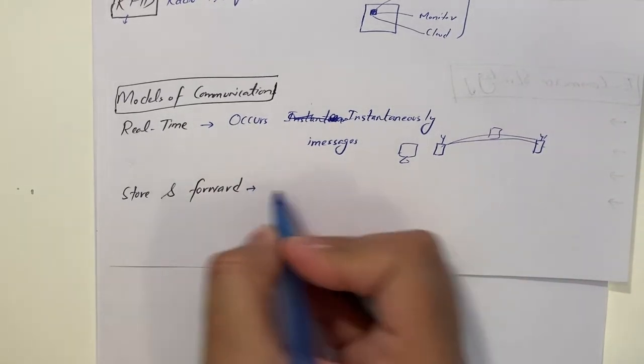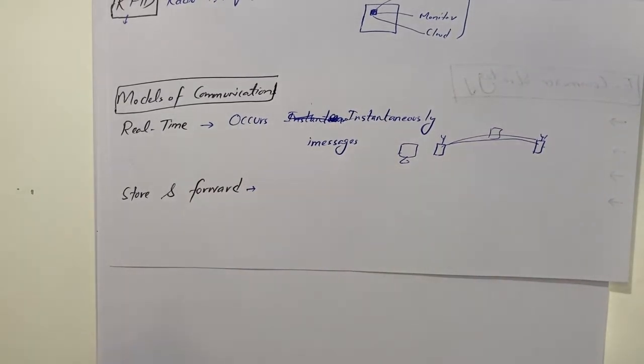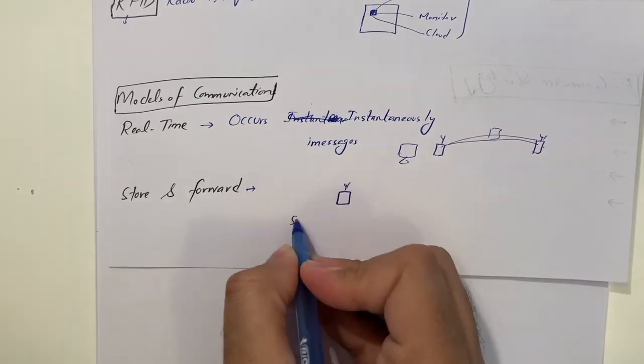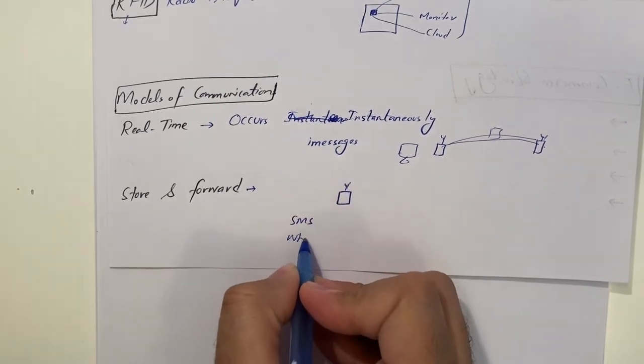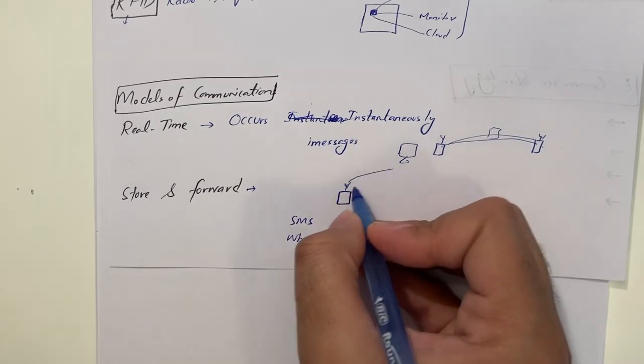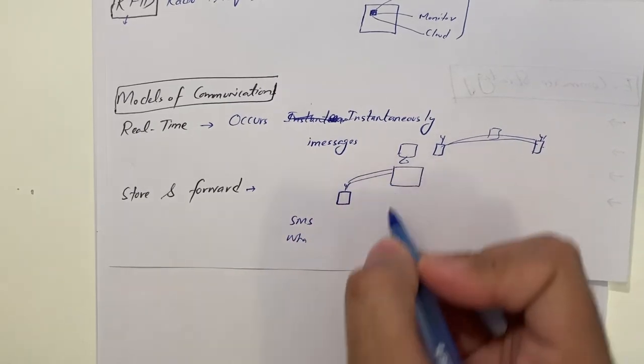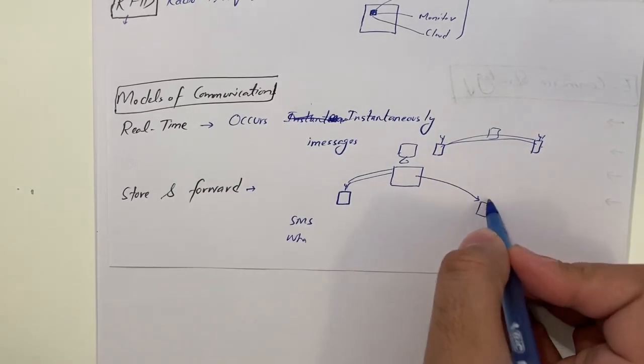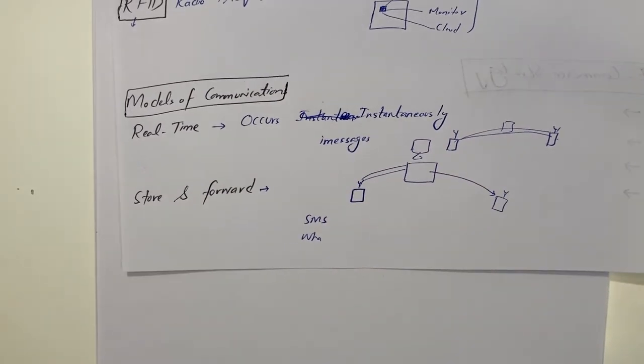Store and forward is where we have intermediary servers involved. Firstly, the message will be stored on that server and then it will get delivered, just like on WhatsApp or SMS, short message service. If somebody sends you a message, the message will go to the WhatsApp server or SMS service center, and then the SMS service center will send you that message. This is called the store and forward mechanism.